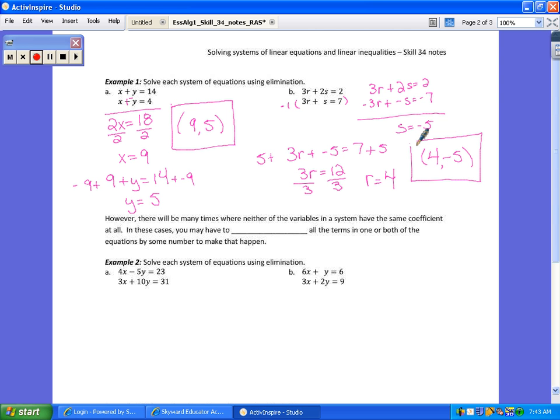And I should check that in both original equations. I'm just going to check it in the top because I used the bottom equation to solve. So 3 times 4 is 12. A negative 5 times 2 is negative 10. And that does equal 2. So it does check.